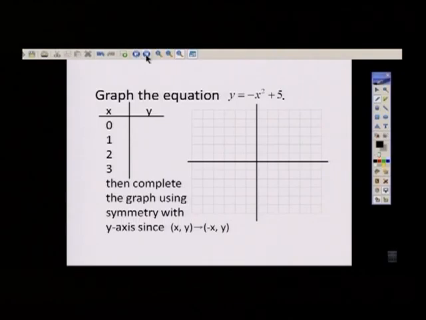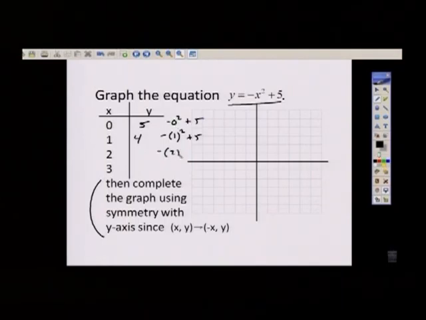This one is asking you to graph y equals negative x squared plus 5, but it wants you to complete the graph using symmetry. So we have some values to put in here for x. If I put in 0, I will end up with 5. Be careful when you put a number in here. If I put in 1, this means you're going to do the 1 squared and then make it negative, so we actually end up with a value of 4 there.